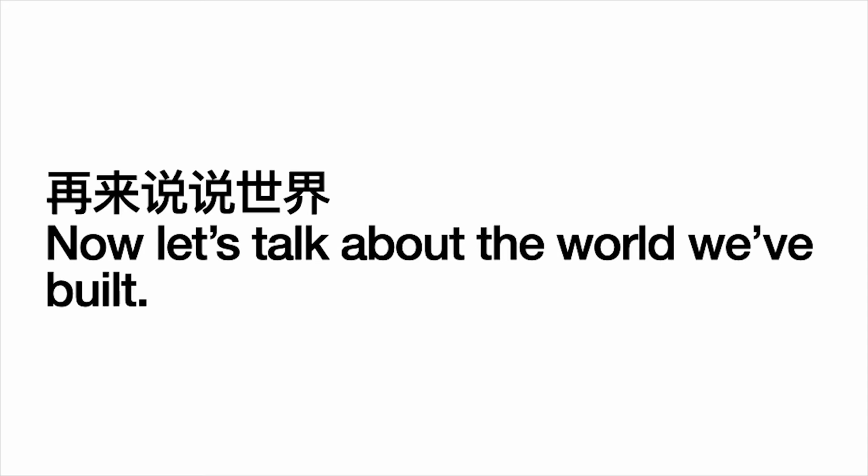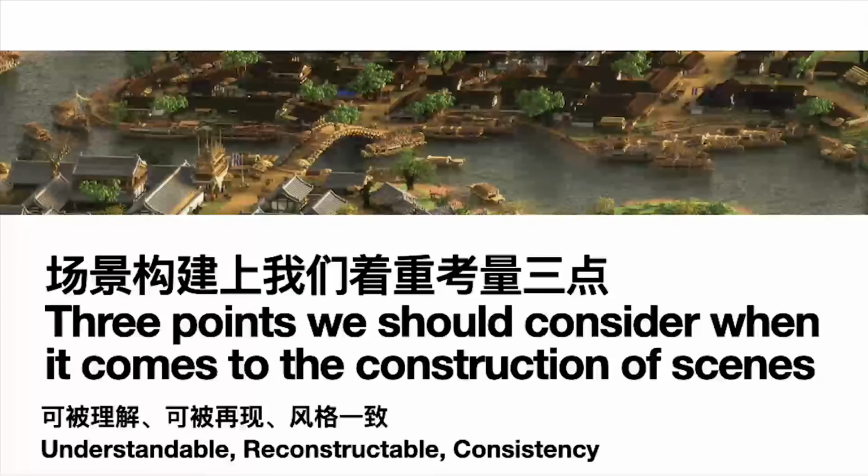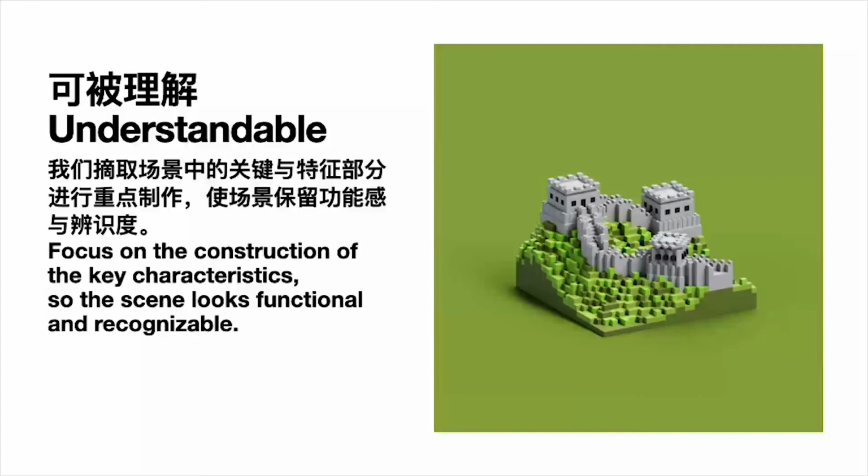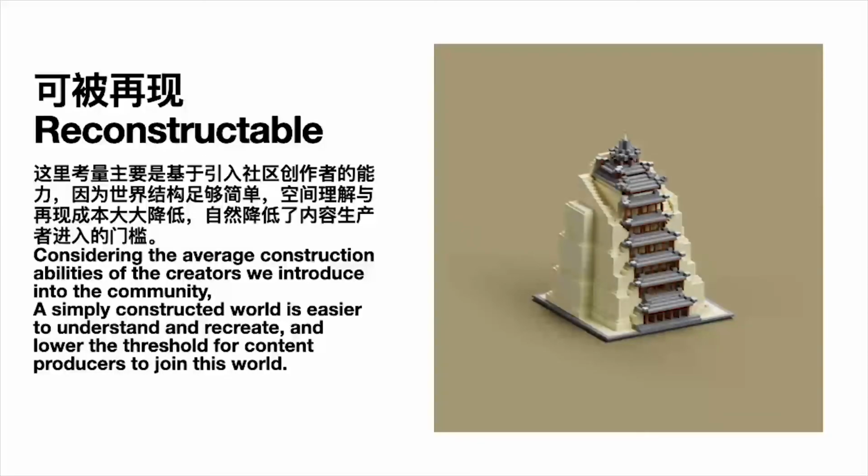Now let's talk about the world we will build. There are 3 points we should consider when it comes to the construction of scenes. 1. Understandable. Understandable is the basic principle you need to follow when you are building a scene. So what we do is to focus on the construction of the key characteristics, so the scene looks functional and recognizable. And because it is understandable, it is reconstructible.